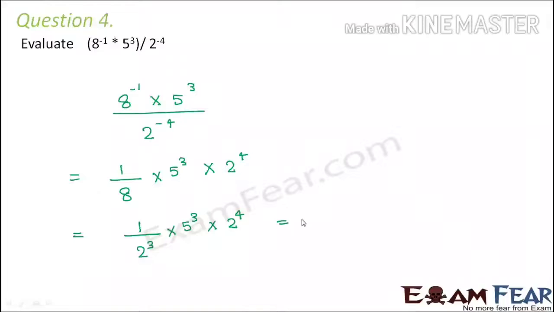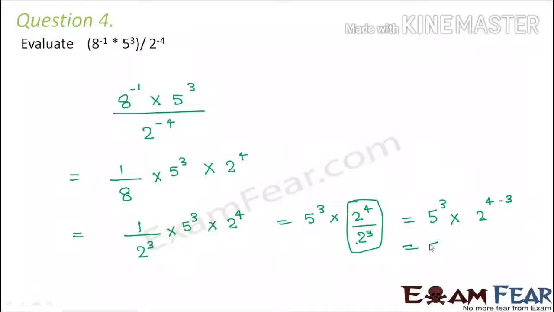So this can be written as 5 to the power 3 into 2 to the power 4 by 2 to the power 3. So when you look at this, here you have same bases, different exponents, and they are getting divided. So this can be written as the base and the exponents get subtracted. So 2 to the power 4 minus 3. So this would be 5 to the power 3 into 2 to the power 1. So 5 into 5 into 5 is 125 into 2, that is equal to 250.